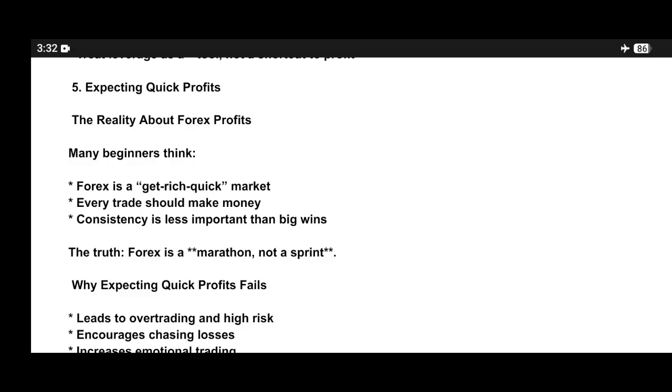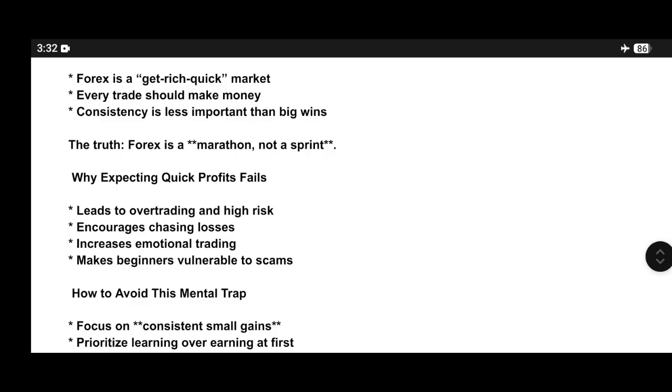Why does expecting quick profit fail? One, it leads to overtrading and high risk. Two, it encourages session losses. Three, it increases emotional trading. Four, it makes beginners vulnerable to scams. Then, how do you avoid these mental traps?